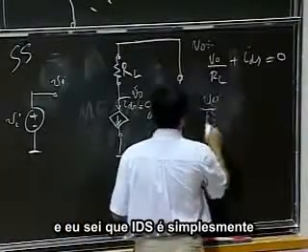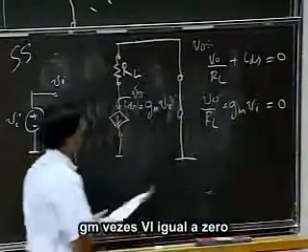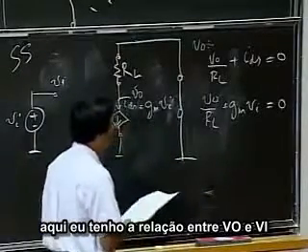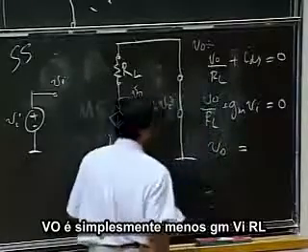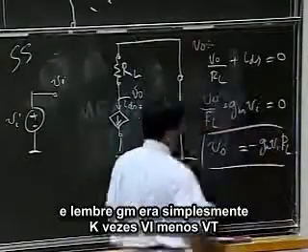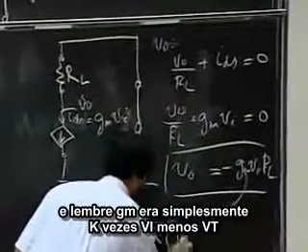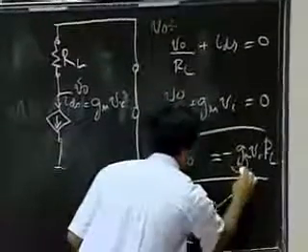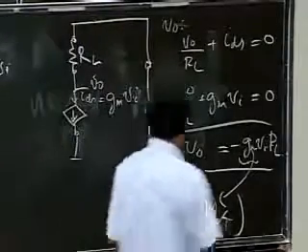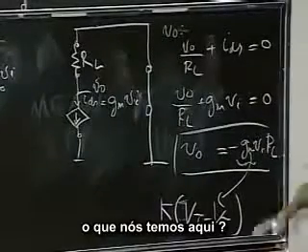And I know that ids is simply gm vi, so vo over RL plus gm vi equals 0. Right there, I have the relationship between vo and vi. So vo is simply minus gm vi RL. And remember, gm was simply K times (VI minus VT). We are done.